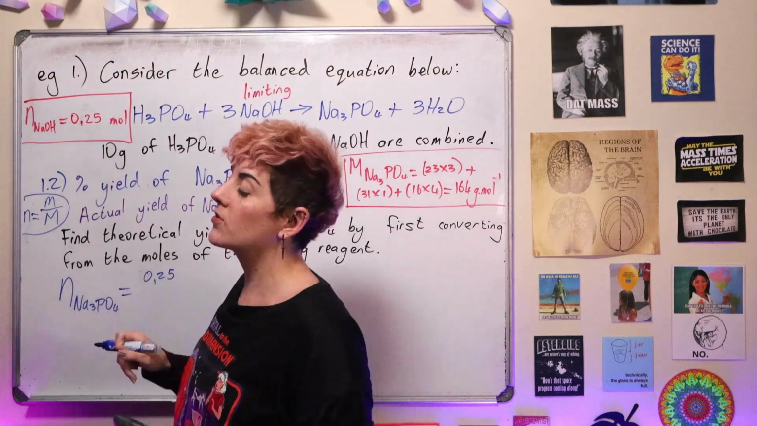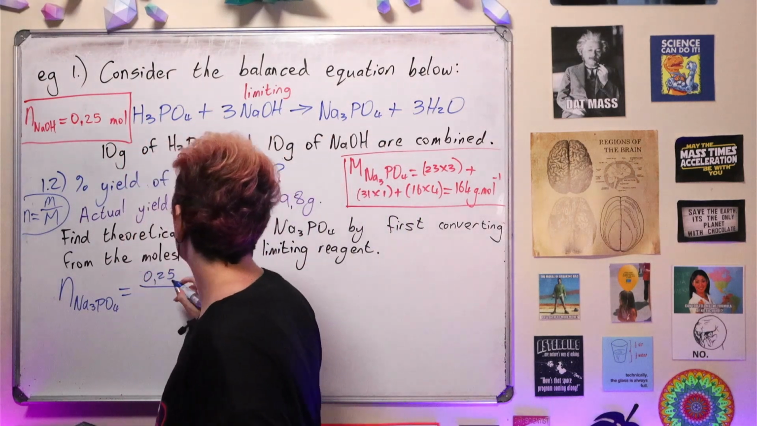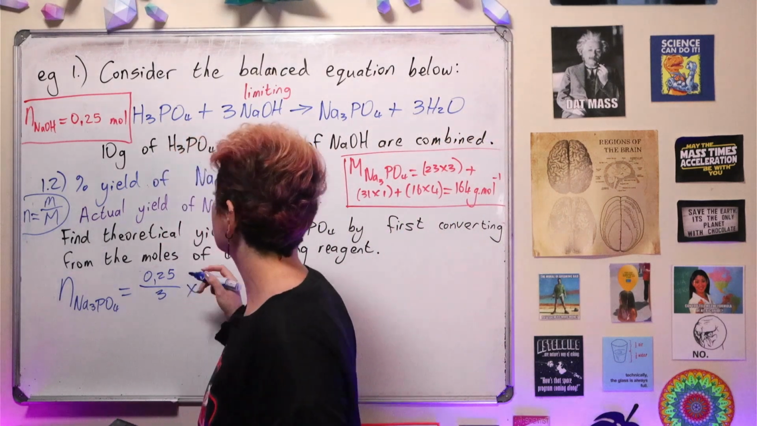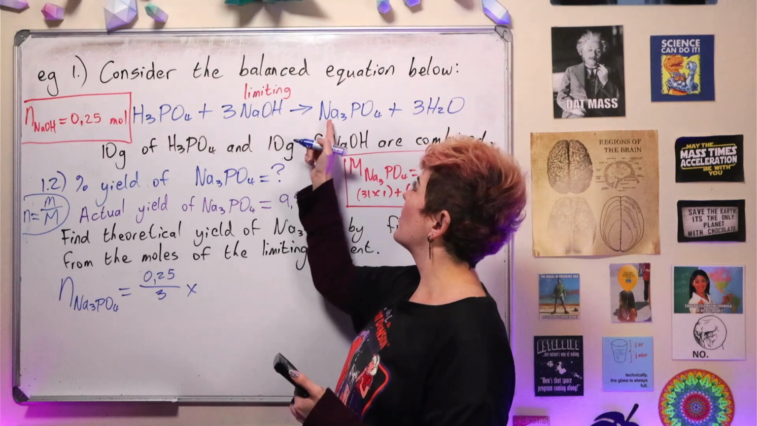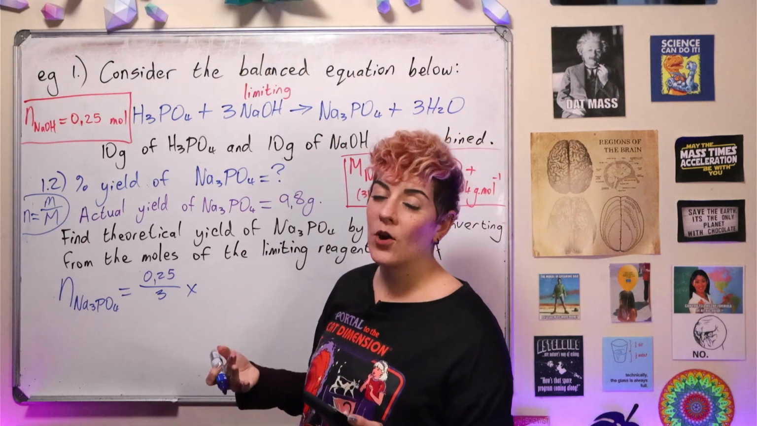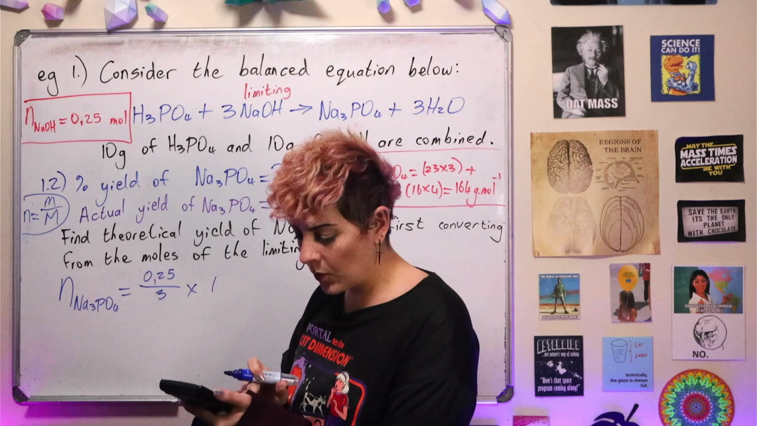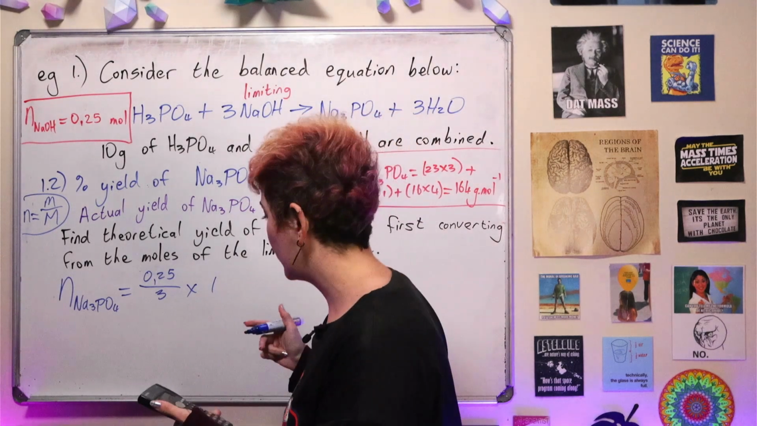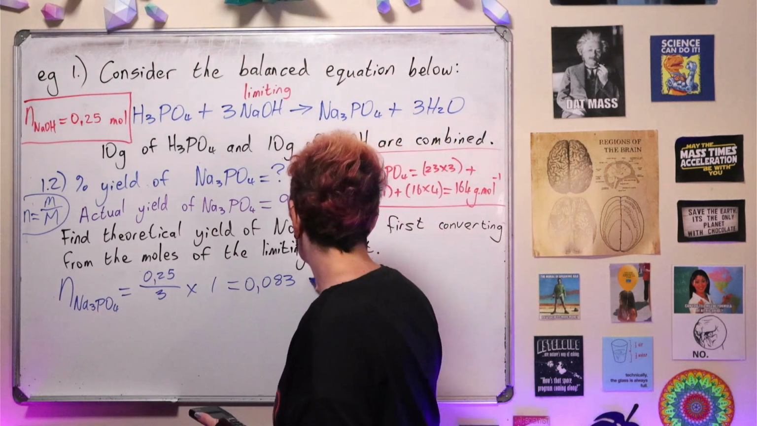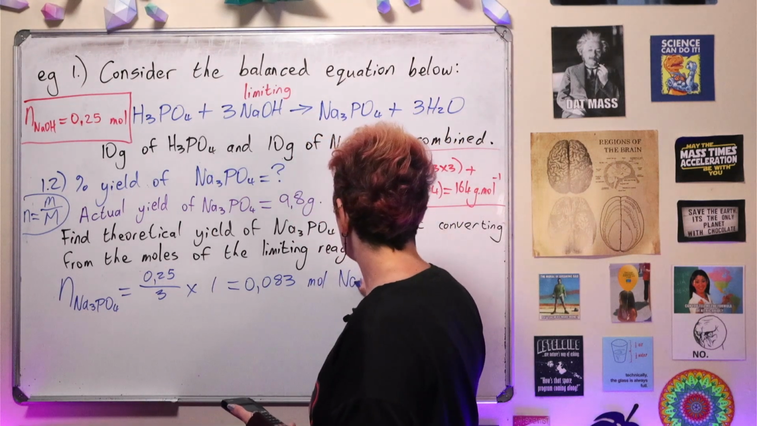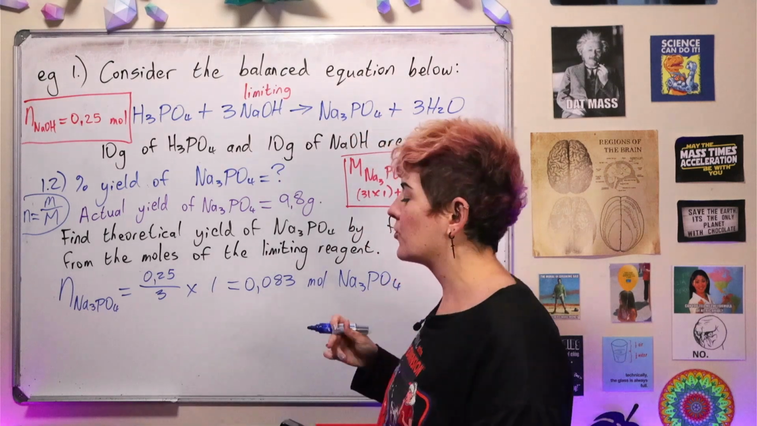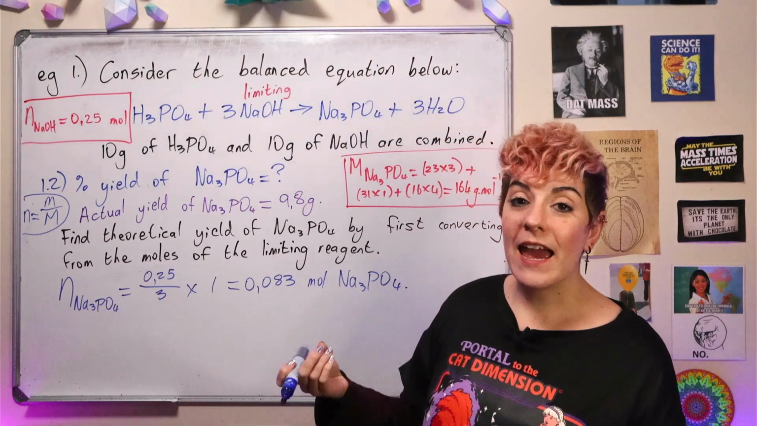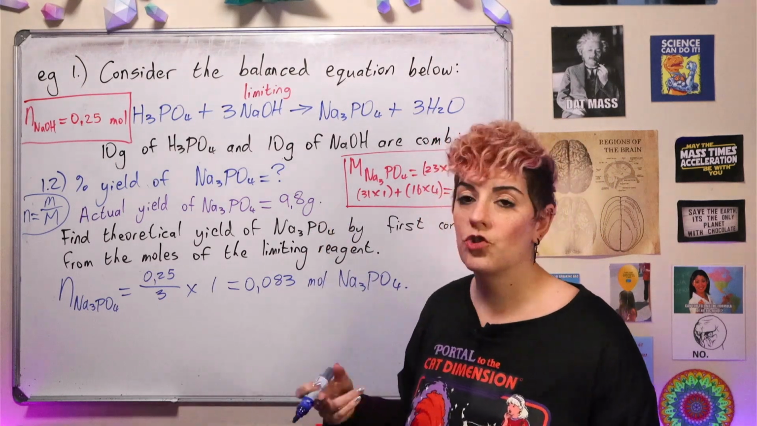So we say 0,25, which was the moles of sodium hydroxide, over the coefficient of sodium hydroxide is 3, and you multiply by the coefficient of the substance you're looking for, and no number in front of Na3PO4 means a coefficient of 1. Right, so let's work that out now quickly. So 0.25 divided by 3 times by 1 equals 0,083 moles of Na3PO4 or sodium phosphate.